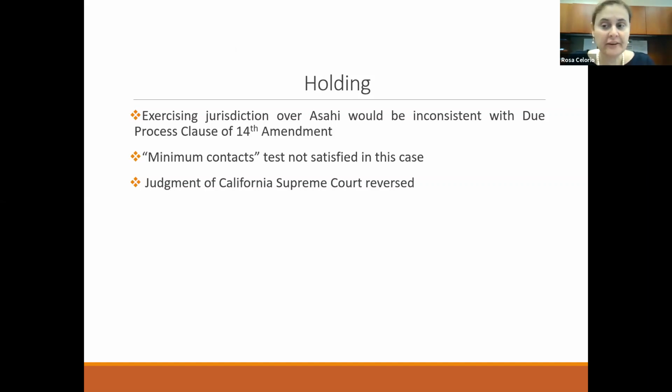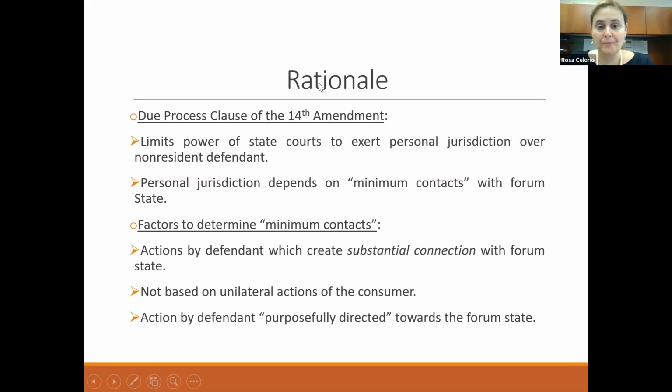But I think you did a very nice job summarizing a lot of what the rationale is in this case. So thank you so much, Xiaoyun. A few things about the rationale that are important. First, the due process clause of the 14th Amendment is important and is related to this case, according to the ruling of the United States Supreme Court.